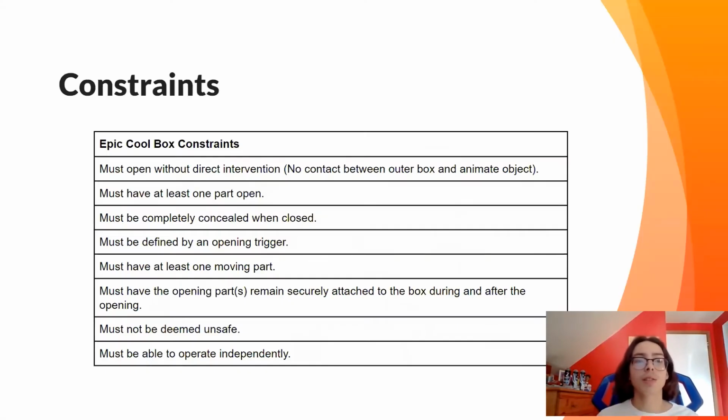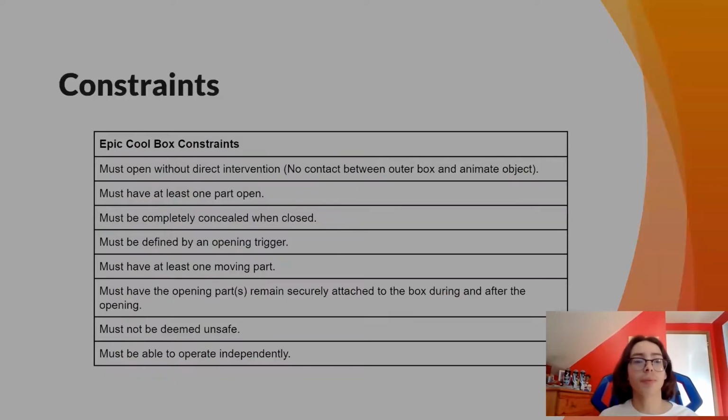Our constraint lists are rules and parameters the team has to follow and work with in order to make a satisfactory product. Our main constraints relate to opening the box without direct intervention in a safe and secure manner.